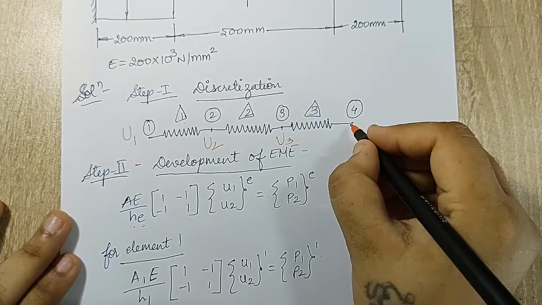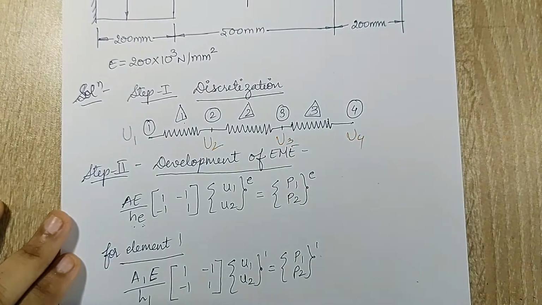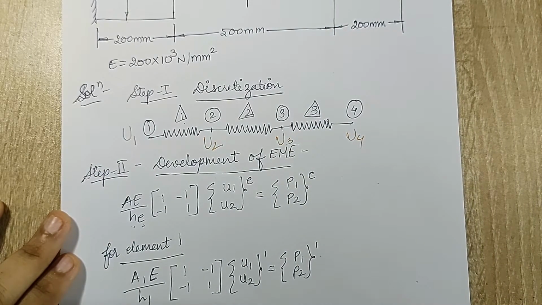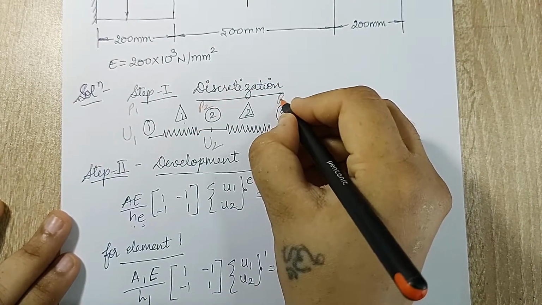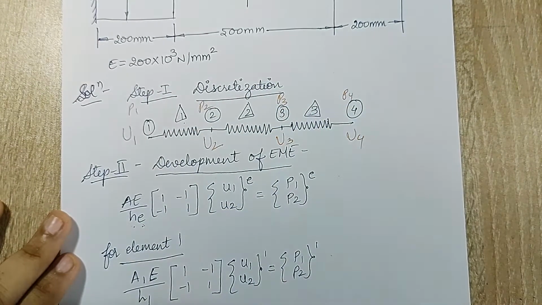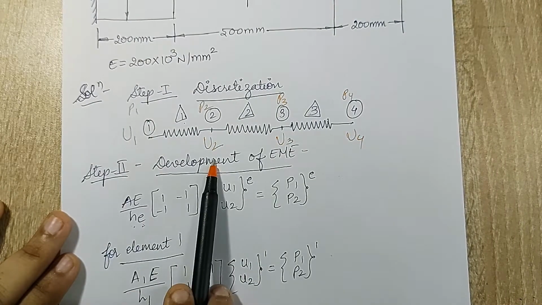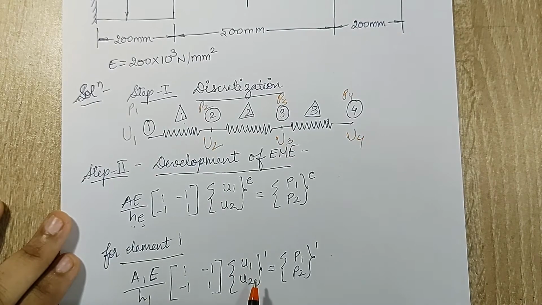For third, it will be U3. And for the fourth node, it will be U4. Similarly, load will be P1, P2, P3 and P4. So here, if I am writing for the element 1, I can either write this as capital U1, U2 over here, or I can simply write U1, U2, which is in smaller alphabets, raised to 1.